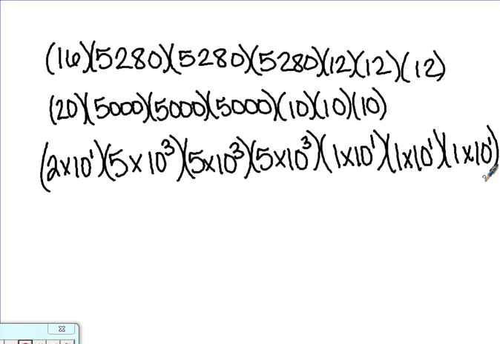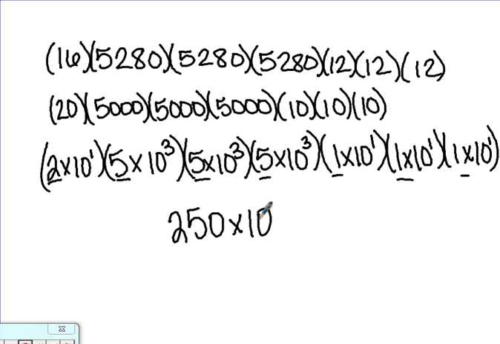And the last step is to multiply each coefficient and add the exponents, just like we would in simplifying scientific notation. So we're going to multiply the coefficient numbers first. 2 times 5 is 10. 10 times 5 is 50. 50 times 5 is 250. And 250 times 1 is itself.